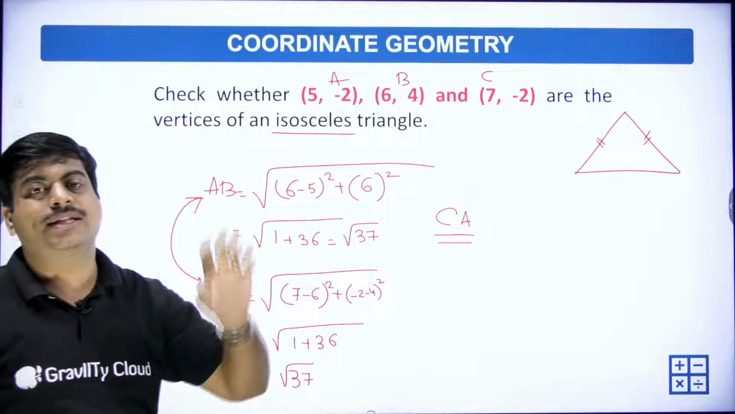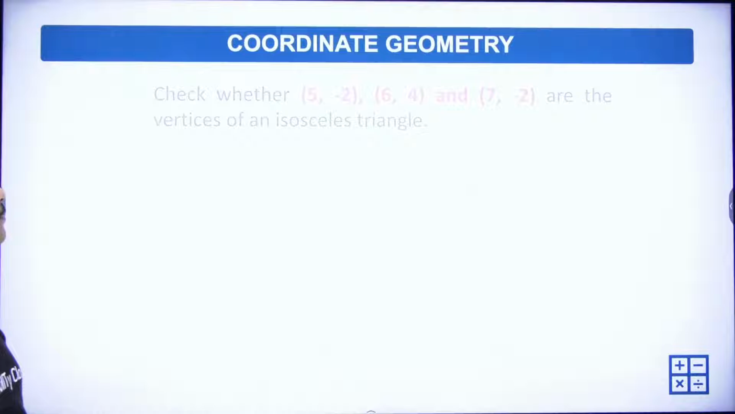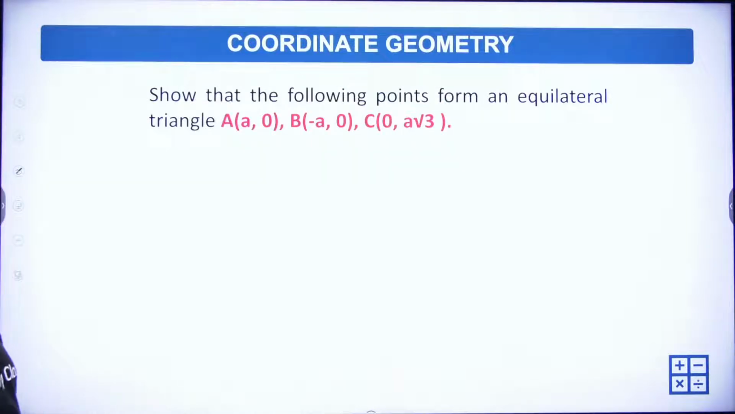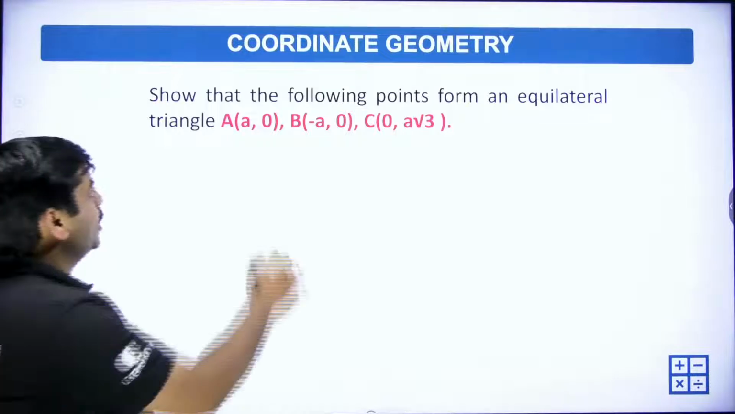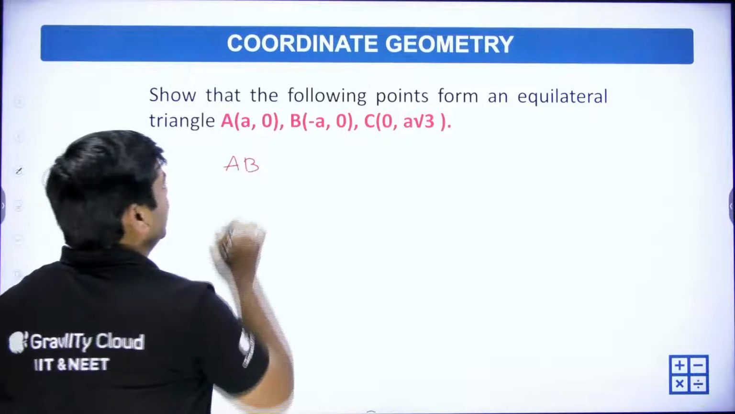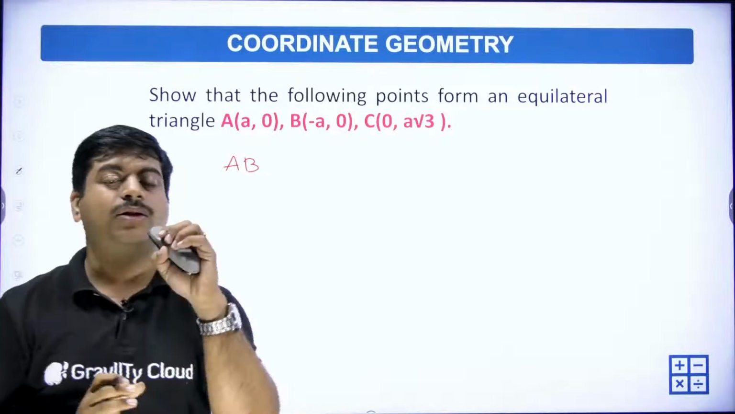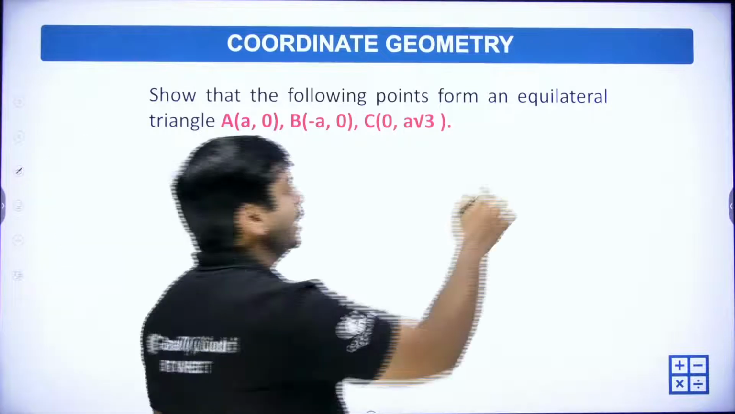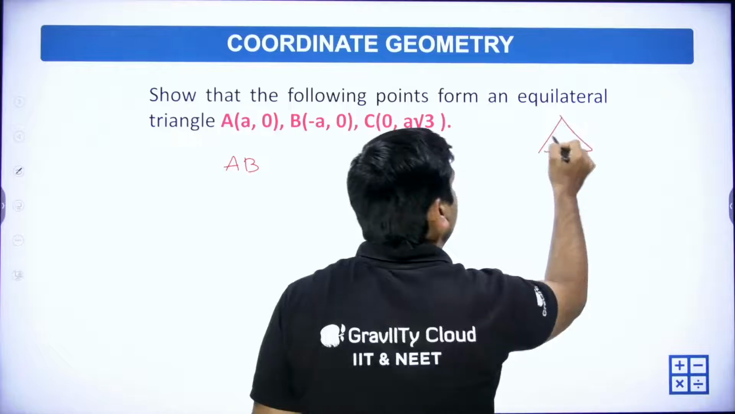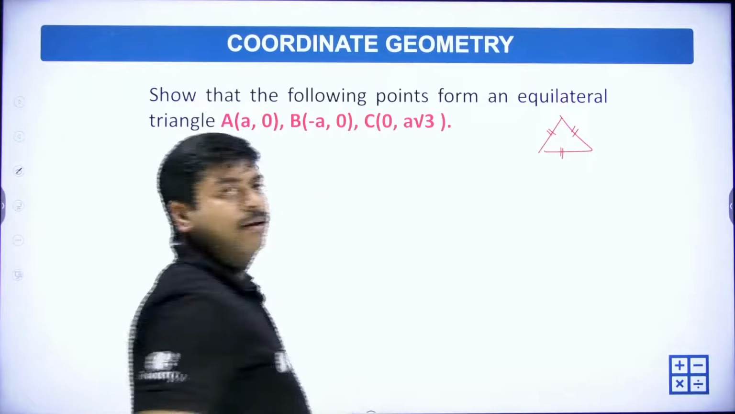Okay, so moving forward, show that the following points form an equilateral triangle. Let's try to find the length AB. Equilateral means all the side lengths are equal. The lengths of all the sides should be equal, right?